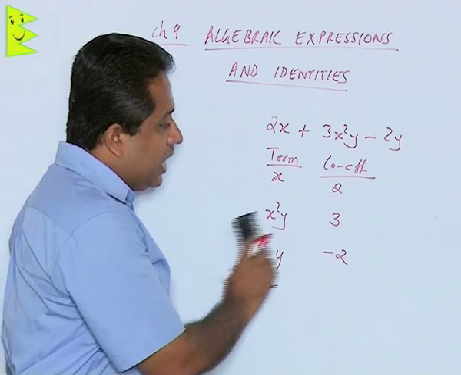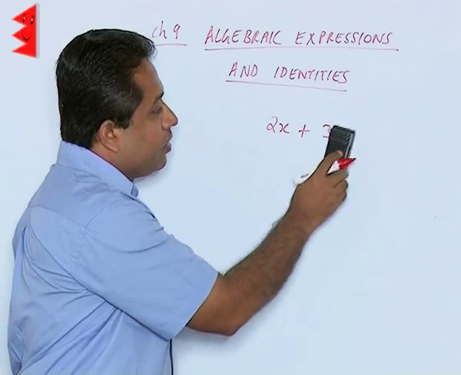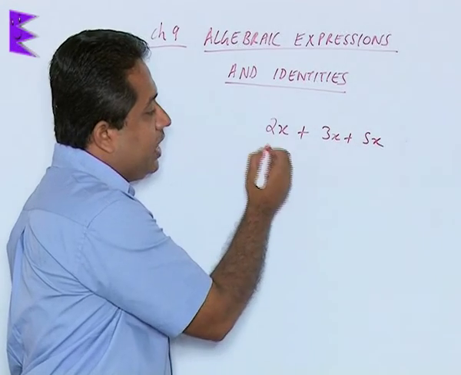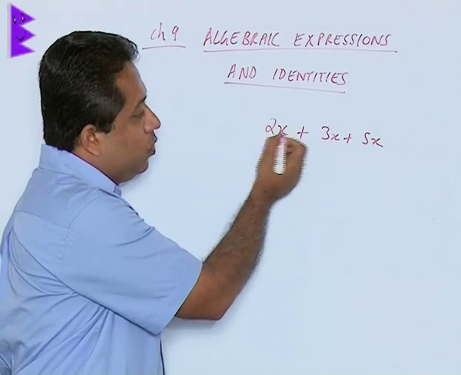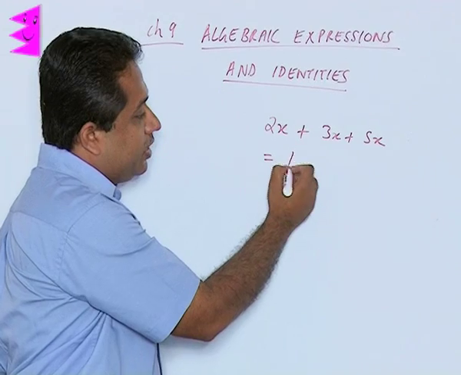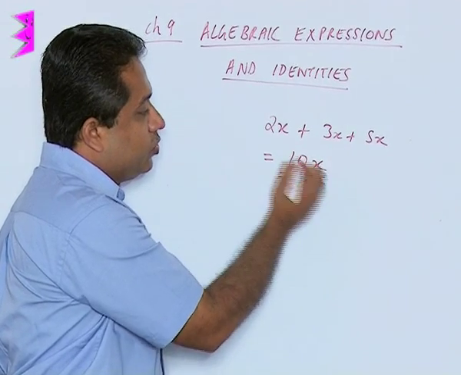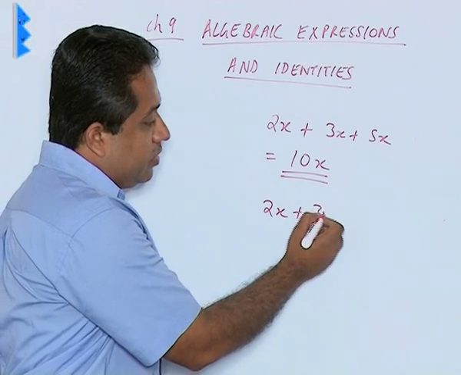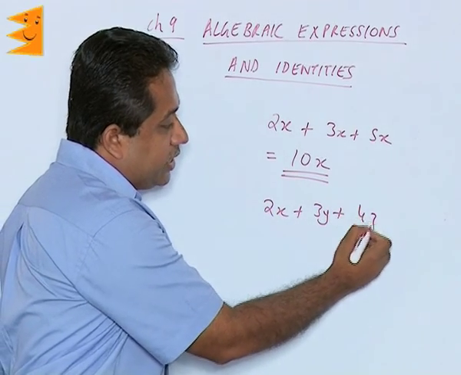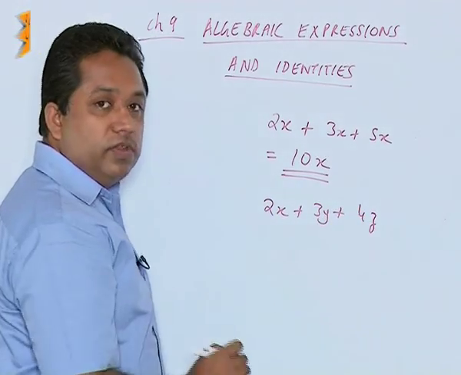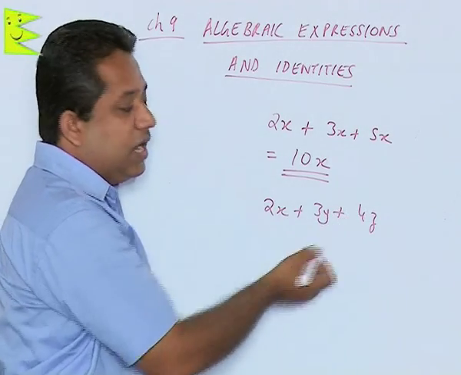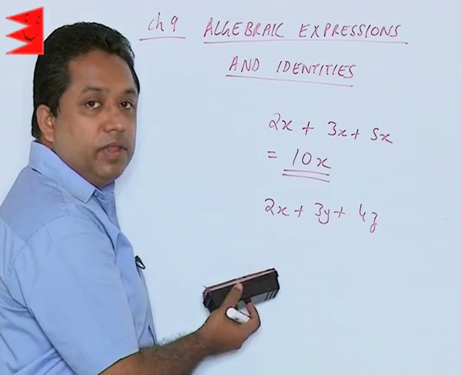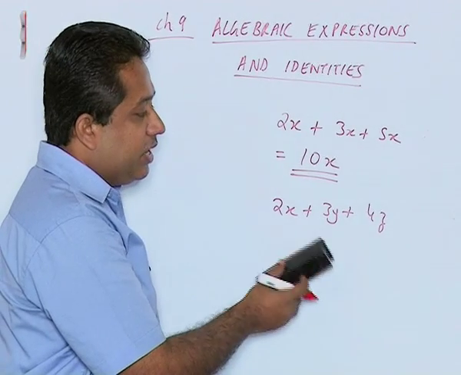So, if we are given like terms, so 2x plus 3x plus 5x, then we can add them, we will get 2 plus 3 is 5, 5 plus 5 is 10. So, the answer is 10x. So, like terms can be added. On the other hand, if it is 2x plus 3y plus 4z, then we will not be able to solve this because all of them are unlike terms and they cannot be added nor can they be subtracted. So, we will have to leave it as it is.